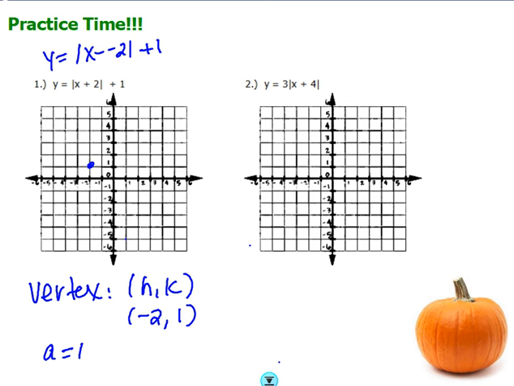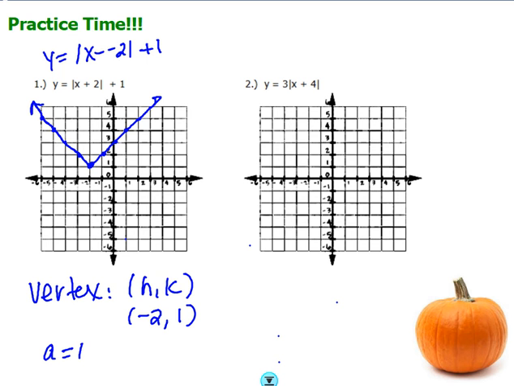And now we're going to move our a. Here, we can use a as slope. We're going to go up 1 over 1. Continue that pattern all the way off the graph. And then on the left-hand side of the graph, we want to do the opposite. So we're going to go left and up. Remember, absolute values are piecewise. There's a positive slope and a negative slope. So there's our first absolute value equation.